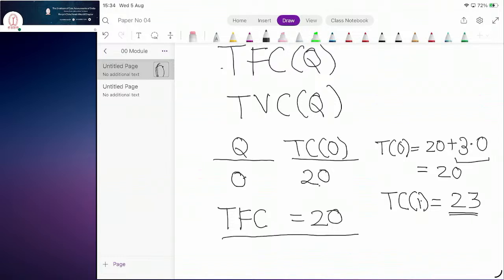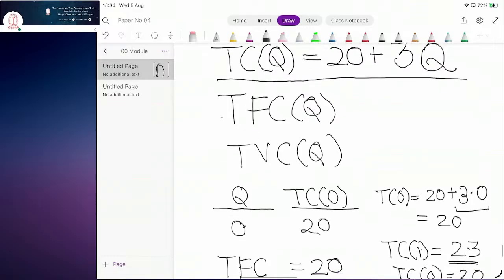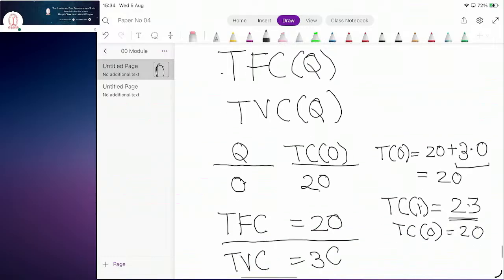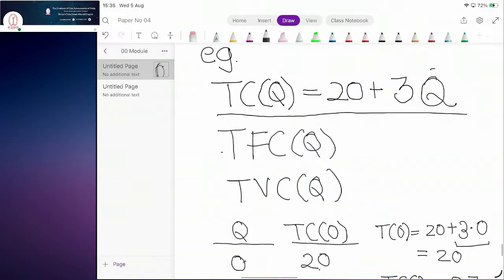And how much is TC0? 20. By how much has the cost changed? Cost has changed by 3. Okay. 3. So this portion, my TVC, is just this part. What is it? It is 3 times Q. Did you all get this? TFC will be 20 and TVC is equal to 3 times Q.